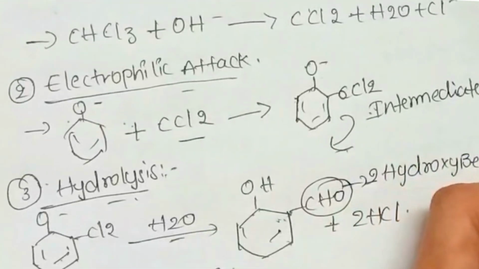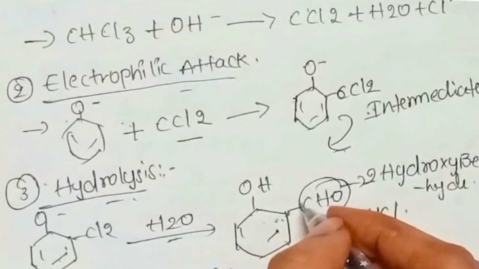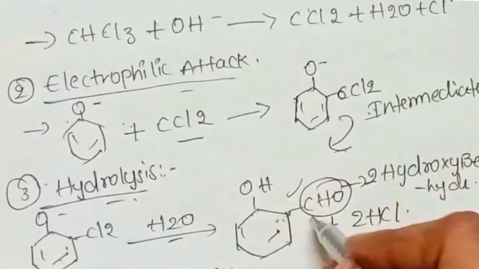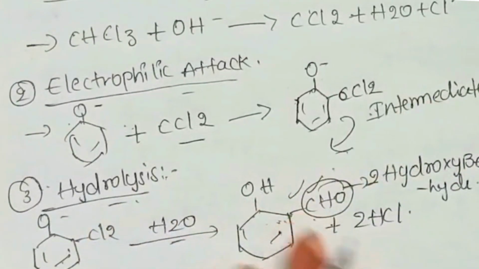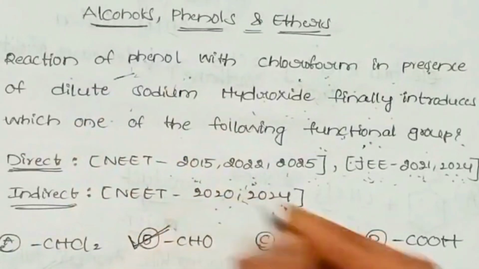So here our job is to find out the functional group that was introduced into the major product. So what is the functional group that was introduced? Aldehyde. So let's see the correct option. Here the correct option is phenol.